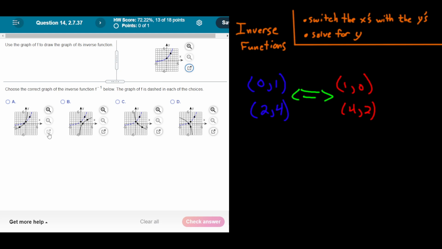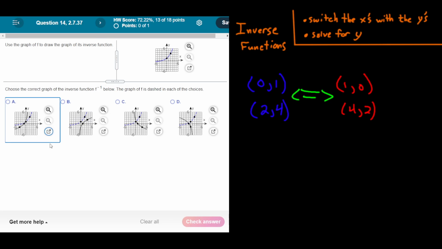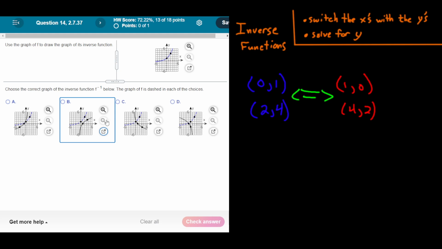So we have 1, 0. So we better have a 1, 0 for the new f of x, for the f inverse of x. Do we have 1 comma 0 here? No, we do not. It's completely blank. So we don't have a 1 comma 0 right there, so that can't be it. What about here? Yes, we have 1 comma 0 here. Now, let's make sure that we have our other points. So this is 1, 2, 3, 4, comma 2. No, not quite. It's not there, so it can't be choice B.